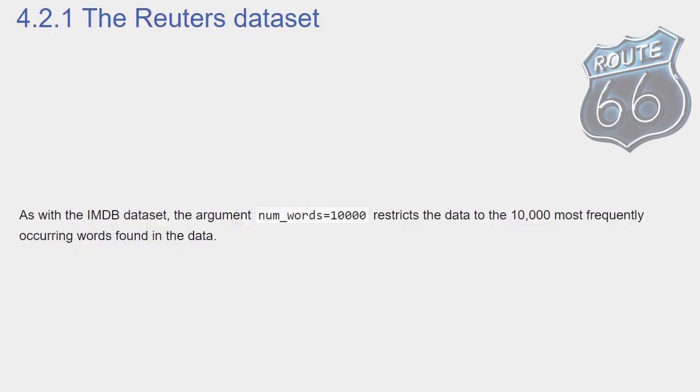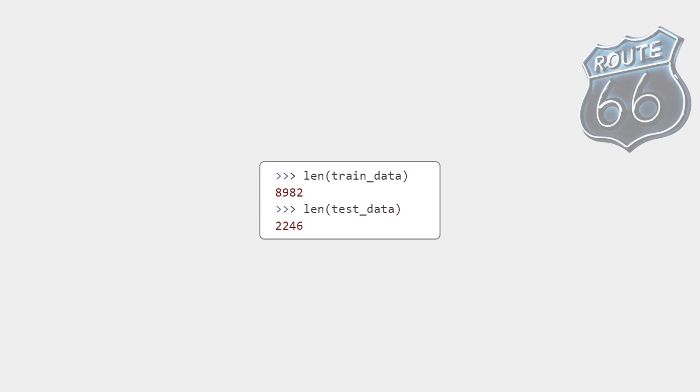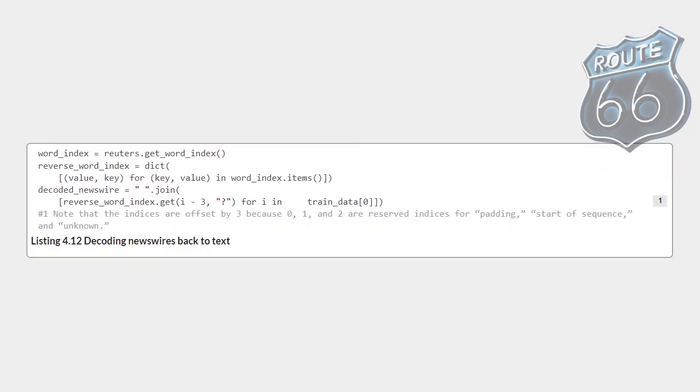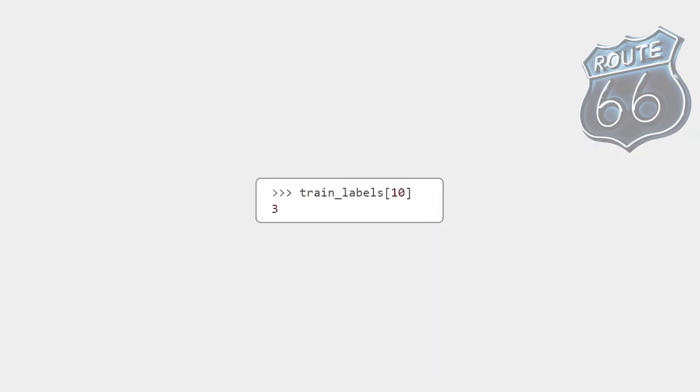Let's take a look. As with the IMDb dataset, the argument num_words=10,000 restricts the data to the 10,000 most frequently occurring words found in the data. You have 8,982 training examples and 2,246 test examples. As with the IMDb reviews, each example is a list of integers, word indices. Here's how you can decode it back to words in case you're curious. The label associated with an example is an integer between 0 and 45, a topic index.